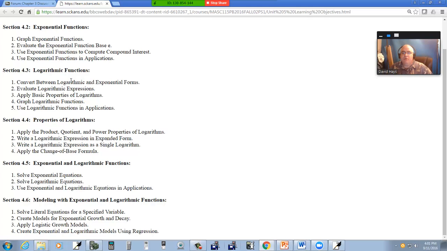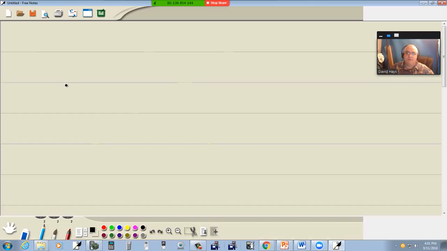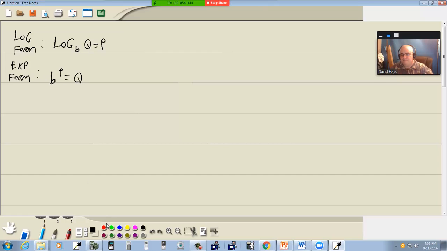It says to convert between log and exponential forms. So let's talk about those forms. We have our log form, where we have log base b of q is equal to p. And then we got our exponential form, which is b to the p is equal to q. Now probably all these have names, but really the only one that has an important name is the b. That's referred to as our base.